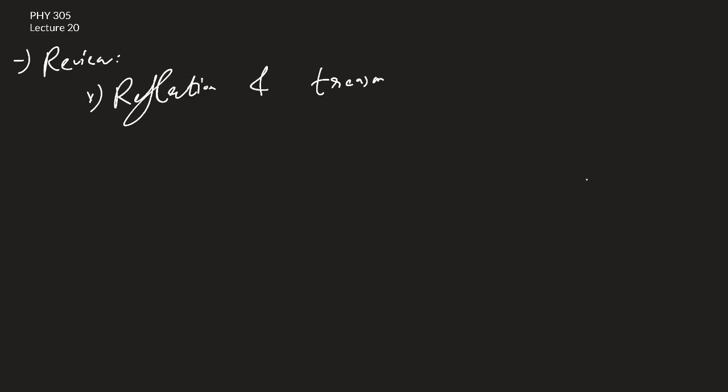This is lecture 20. I'll just spend a couple of minutes discussing what we did last time. If we quickly review, last time we basically discussed the reflection and transmission of electromagnetic waves when they are incident at normal incidence on a dielectric barrier.